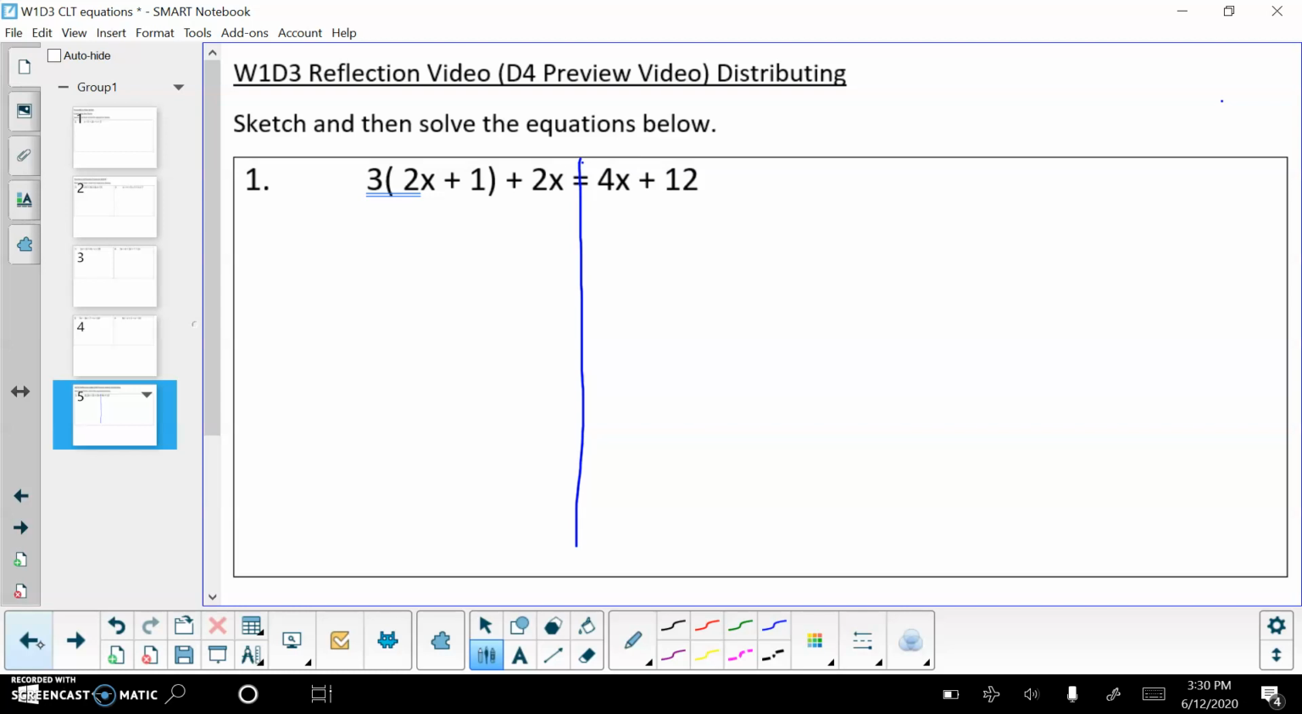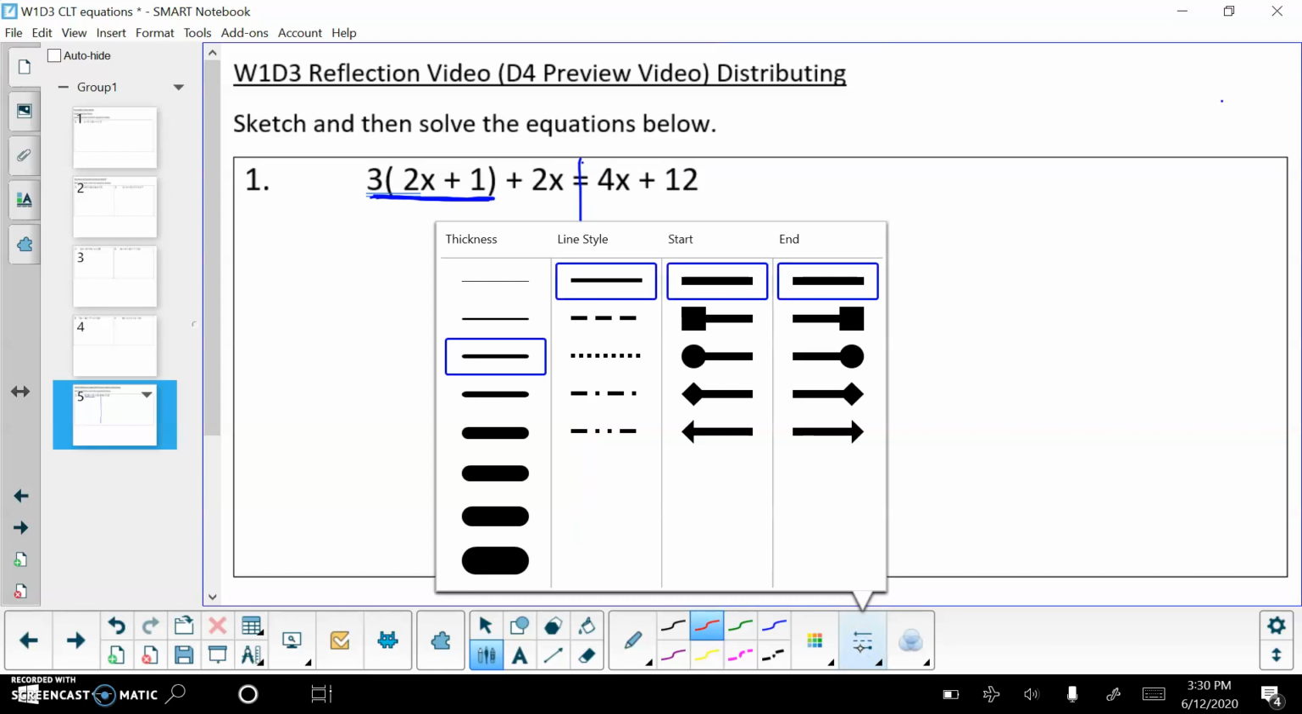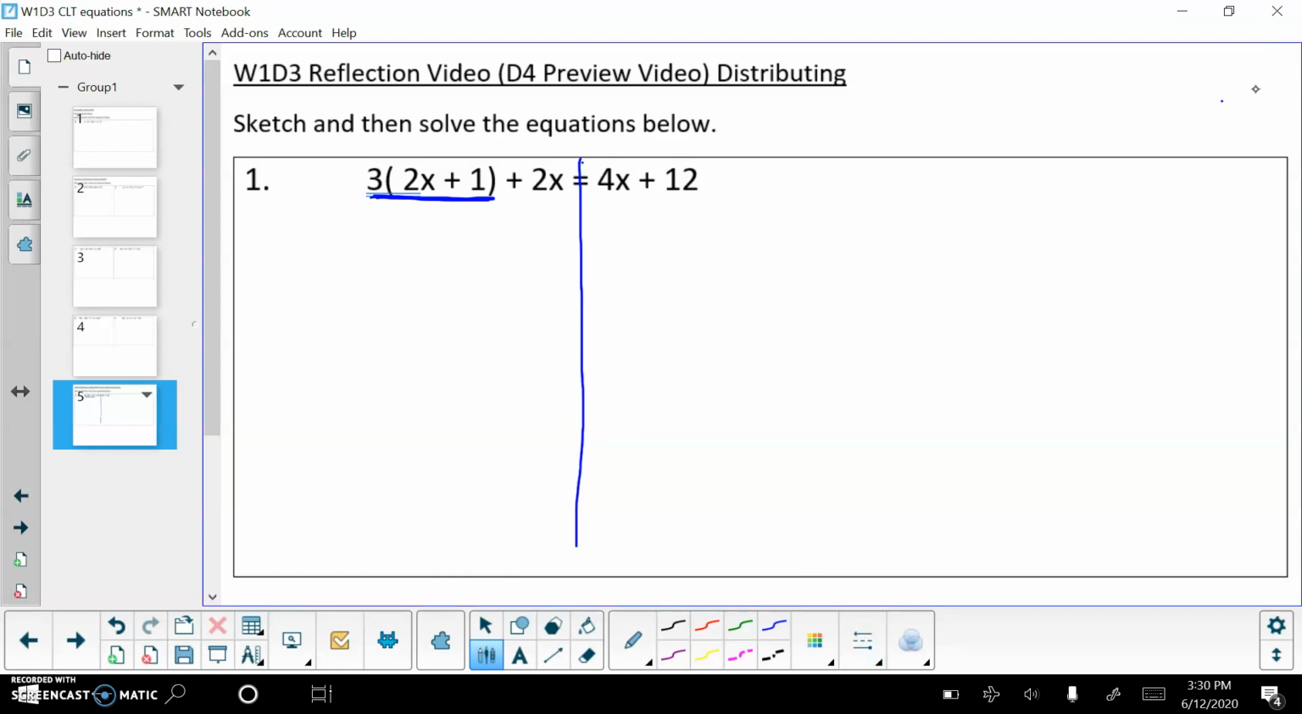Now I've already got my line drawn, and what makes it different is this whole 3 being multiplied by this 2x plus 1 here. It's sort of like, well, how do I sketch that? Okay, well, what we're going to find out here is that you're not sketching the number on the outside. You're not sketching that 3. You're sketching what's inside here, that 2x plus 1, as basically like a unit or a group.